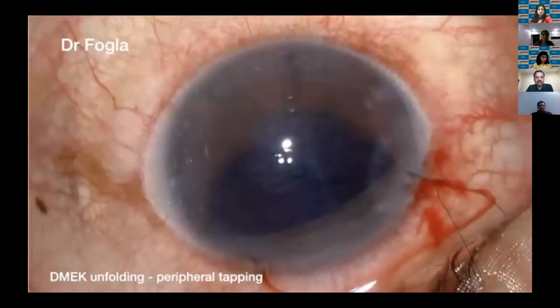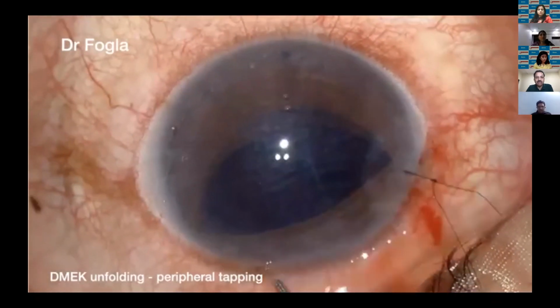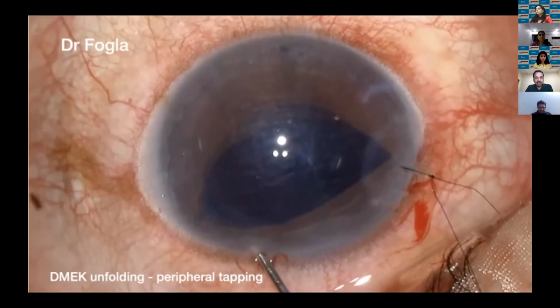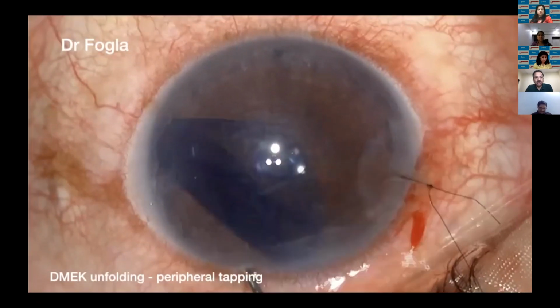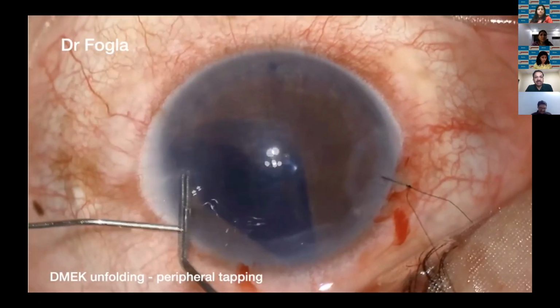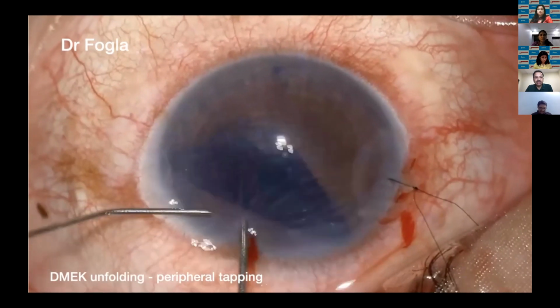So here is another situation. You will see that our patients have dark iris, so we need a slightly more dense stain to be able to visualize. And the corneas are not as clear as what you see in Fuchs. In pseudophakic bullous keratopathy, the corneas are often not as clear.